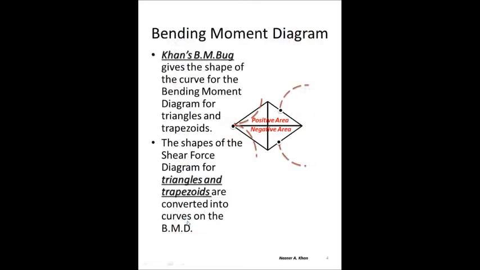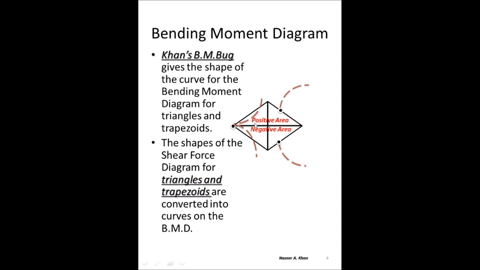Let's look at Kahn's bending moment bug. You won't find this in any textbook. It gives the shape of the curve for the bending moment diagram for triangles and trapezoids. These are the shapes that I'm speaking about, these curves here for triangles and trapezoids. The shapes of the shear force diagram for triangles and trapezoids are converted into curves on the bending moment diagram.